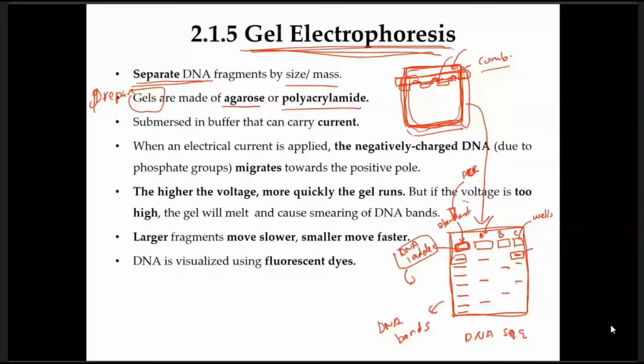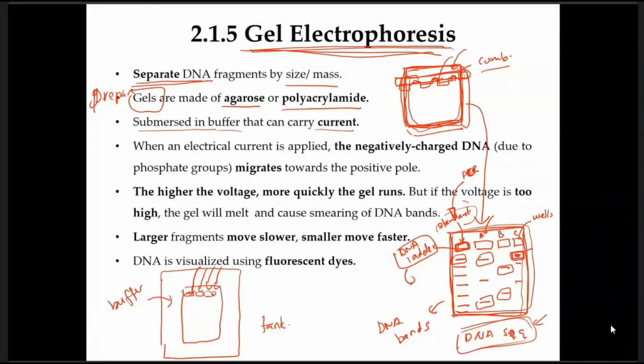Okay, so after you have placed the gel inside the tank and you have pipetted the DNA sample into each of the wells, then you are going to connect the tank to an electrical source, electrical current. Okay, says here for the third point, when an electrical current is applied, the negatively charged DNA, due to the phosphate group, migrates towards the positive pole. So maksudnya bahagian yang ada DNA sample yang ada well tu tadi, awak connect dengan source yang bercharge negatif.